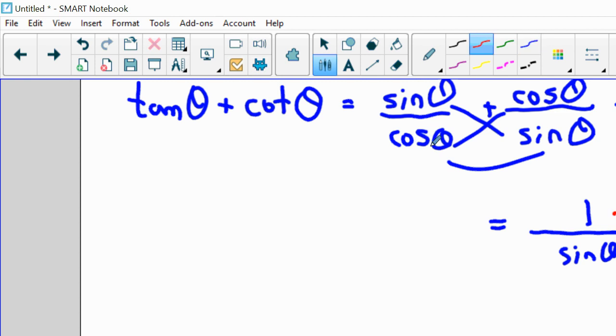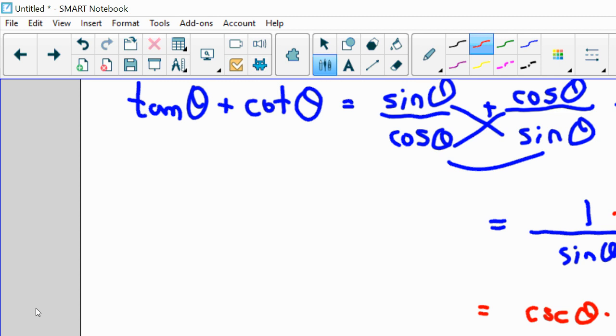You can go times 1, and you could have gone cosecant theta, secant theta, because the reciprocal of sine is cosecant, and the reciprocal of cosine is secant. If they asked for that, it would have been cool.